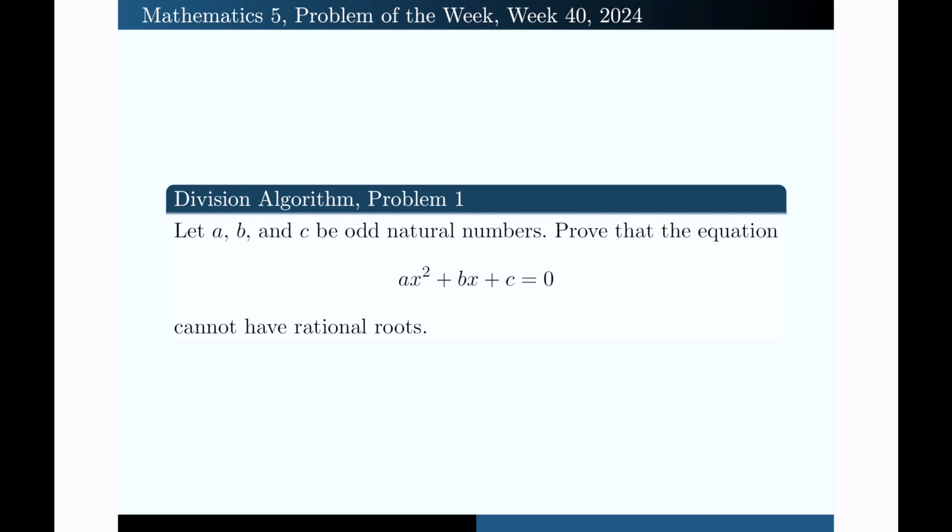Hello, in this video I'm going to solve the following problem for you. This is a problem on the topic of division algorithm. Let a, b, and c be odd natural numbers. Prove that the equation ax squared plus bx plus c equals 0 cannot have rational roots.